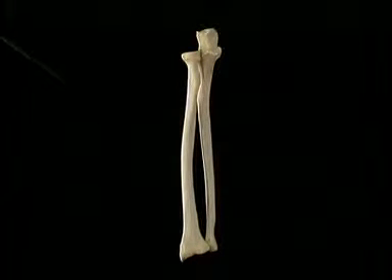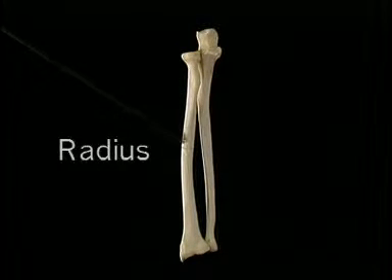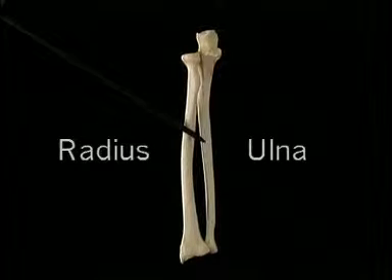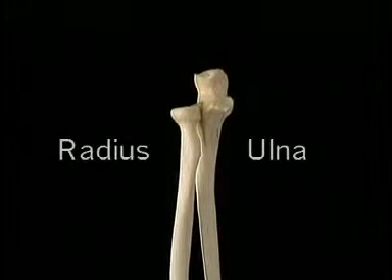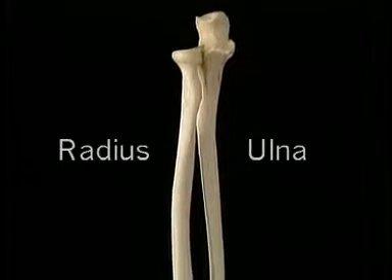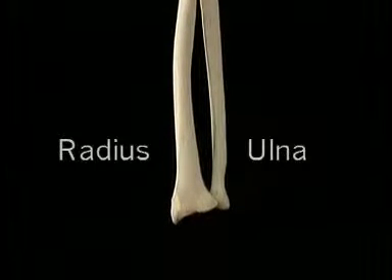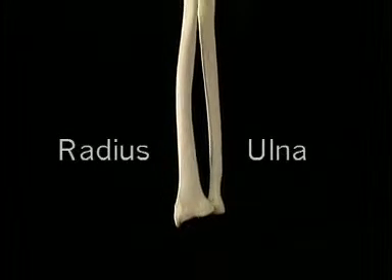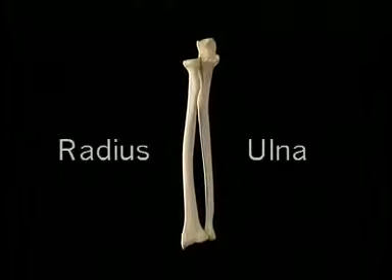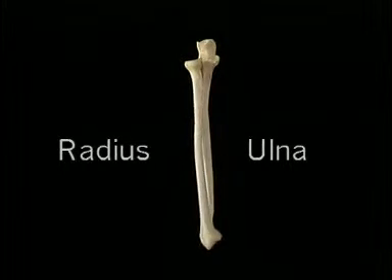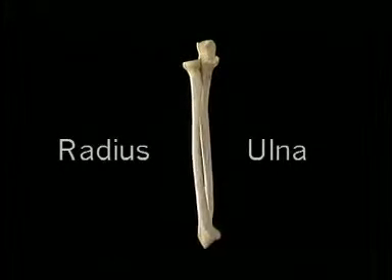Now let's look at the 2 forearm bones, the radius and the ulna. They're different in that the ulna is bigger proximally, the radius is bigger distally. They're also different in that the radius rotates, the ulna doesn't.